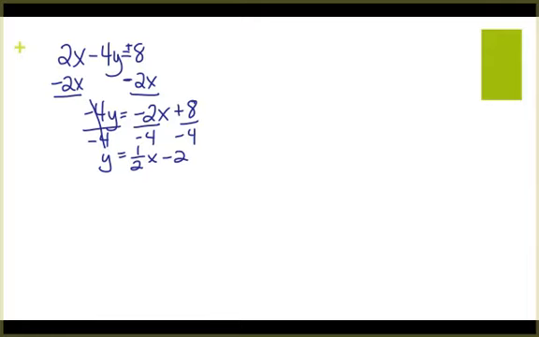Okay, good. So every time it's going to be those same 2 steps. Move the x term, which is usually going to be subtraction. And then divide by the coefficient of y.